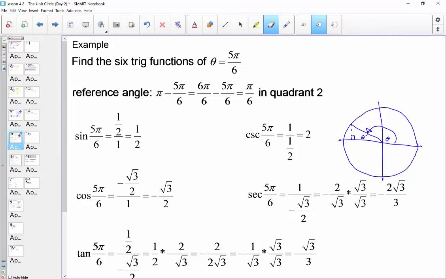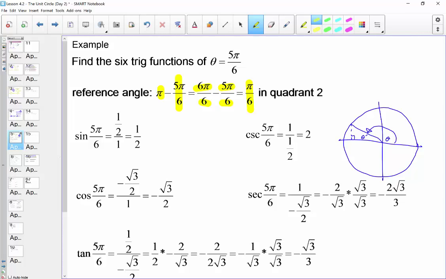The reference angle is going to be pi minus 5 pi over 6. We're going to use a common denominator of 6, so 6 pi over 6 minus 5 pi over 6 equals pi over 6. So pi over 6 is our reference angle. Now, when we evaluate the sine of 5 pi over 6, we can evaluate it using our reference angle pi over 6. In degrees, that's 30 degrees.